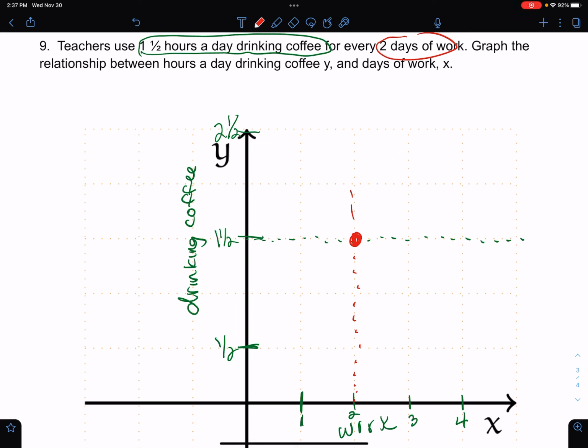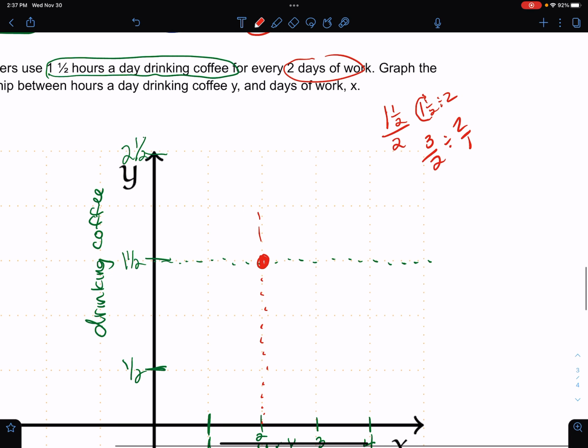Y divided by X, right? So Y is the green, drinking coffee. So 1 1/2 divided by 2. Well, I already know the answer to that, but I shouldn't. So I'm going to change this into a division problem. 1 1/2 divided by 2. I'm thinking of money already. $1.50 divided by 2. I have to do that little turn thing. So that is 3/2 divided by 2 over 1. And I'm going to change it. Keep. Change. Flip.